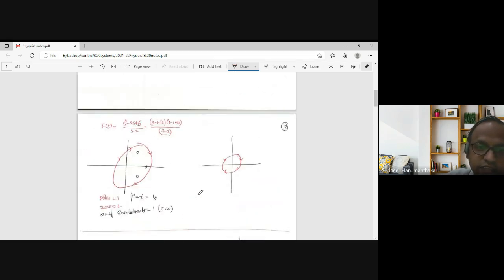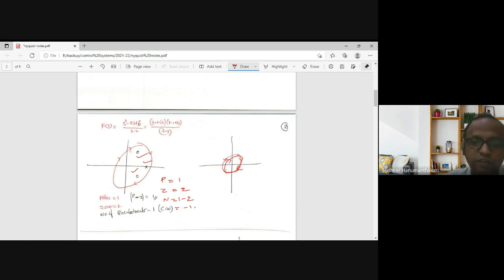Let us take this example. Here it is enclosing 1 pole and 2 zeros. So P is equal to 1, Z is equal to 2. So N is equal to 1 minus 2, that is minus 1, which means it has to encircle the origin one time in the clockwise direction.